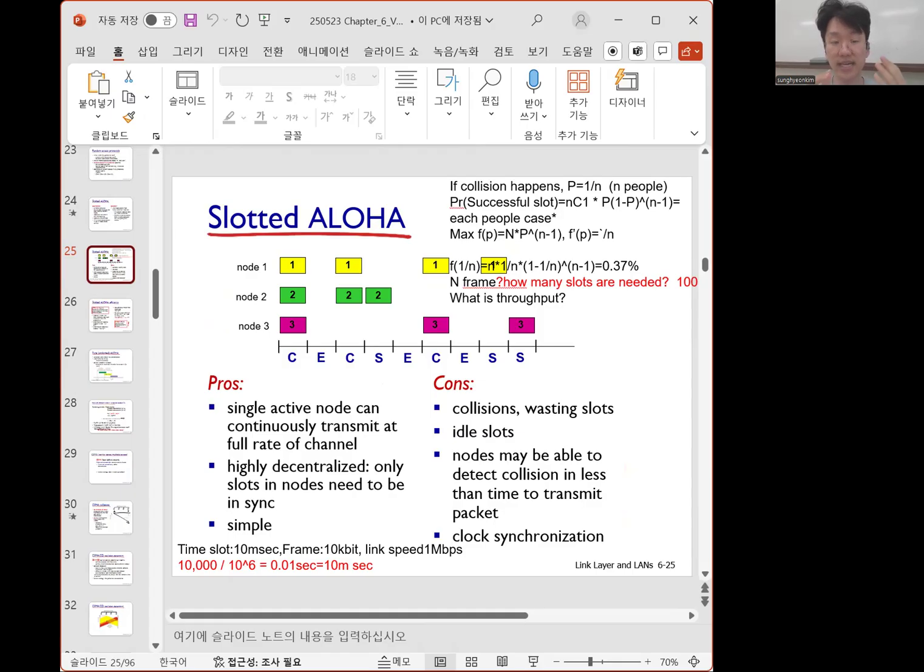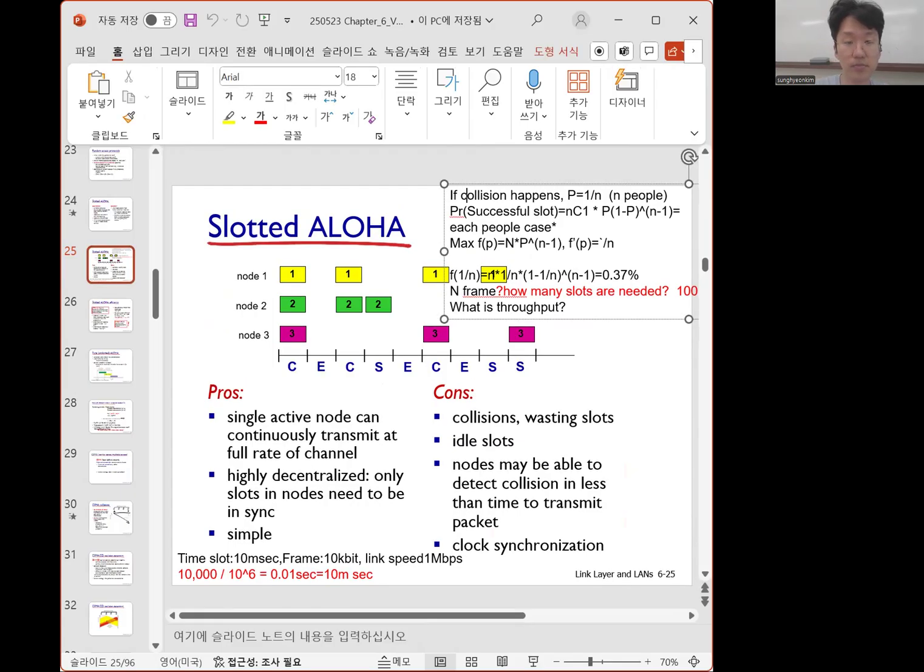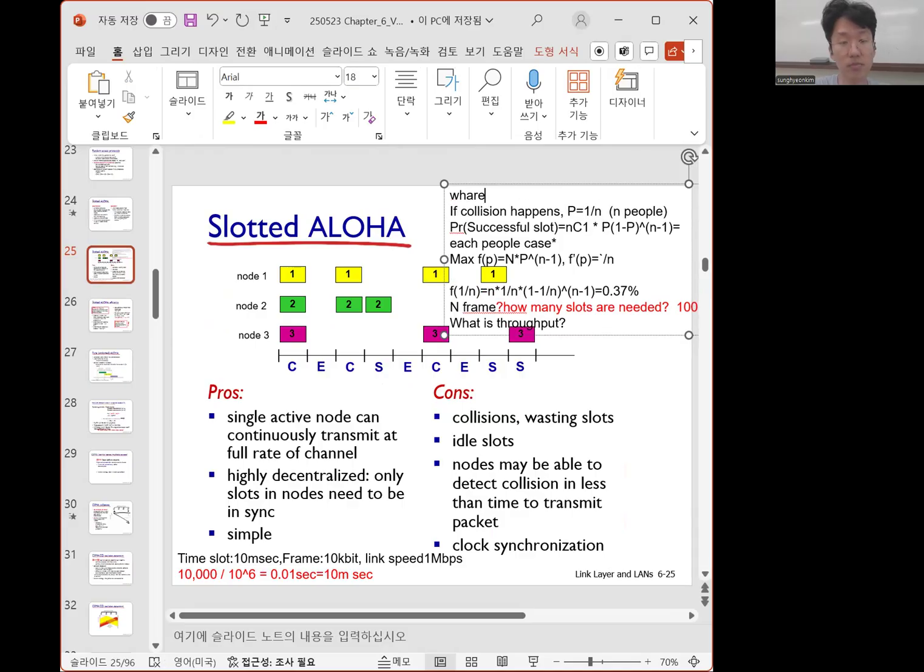So let's say n, we are going to find n. If a collision happens, let's say n people. Each of the people has probability p of sending. The successful slot will be n choose 1, only one person sends, and the other people do not send, which is (1 minus p) to the n minus 1. Then for each person's case, we should multiply by n. Then there will be a max f(p). And we set p equal to 1 over n, so f(1/n) will be 0.37.